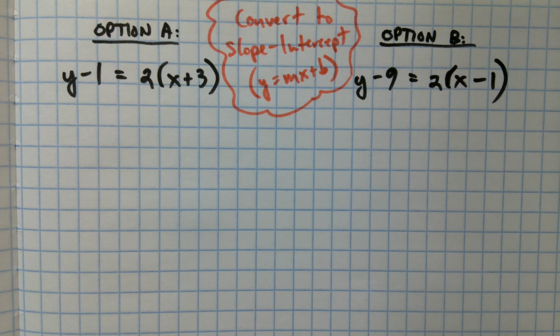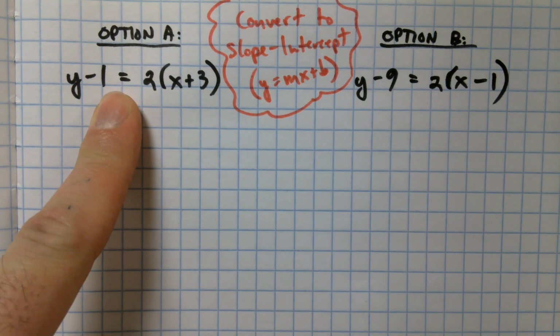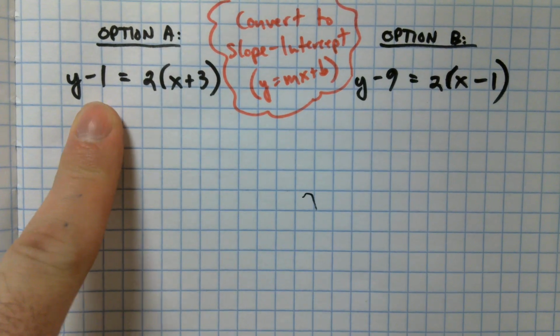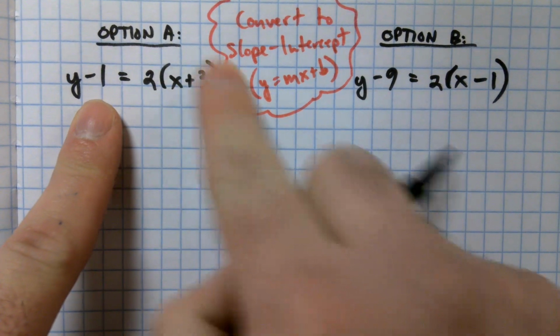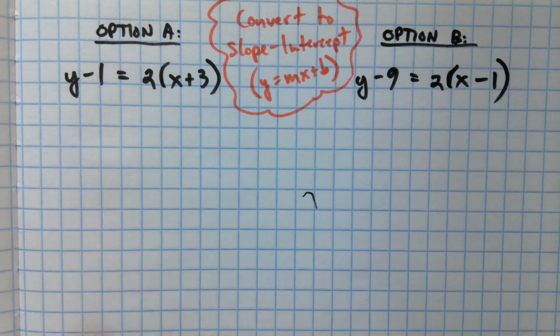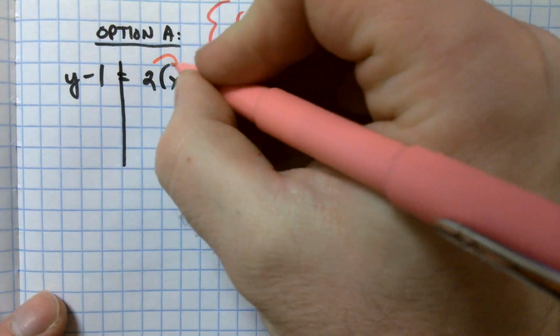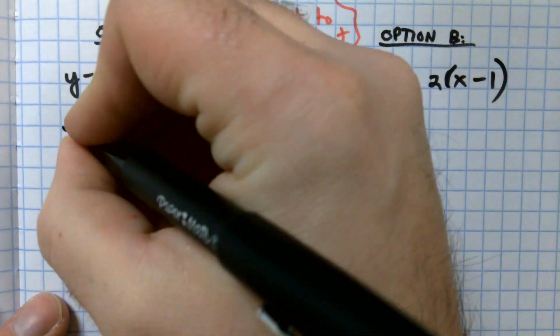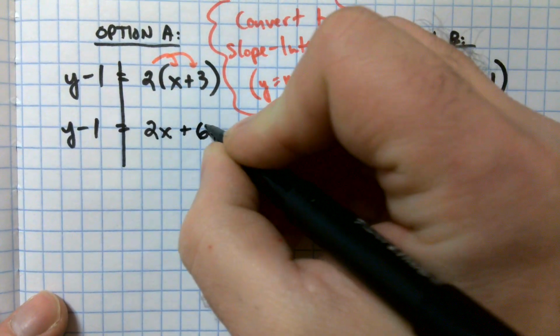Okay? If I want to convert this into slope-intercept form, what has to be isolated in this equation, Oscar? The y. Is the y all by itself right now? No. Can I just add this 1 over to the other side and be done? Is there anything to combine that 1 with over here? Not right now. Not in the way it's presented. What should I do first here? Distribute. Great job. 2 times x and 2 times 3. Now I've got y minus 1 equals 2x plus 6.